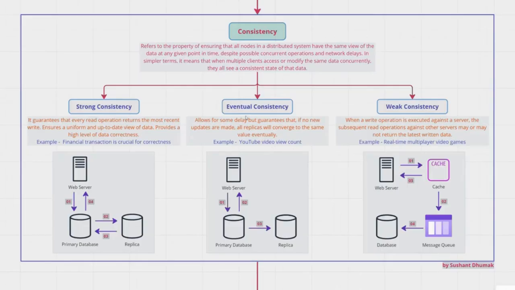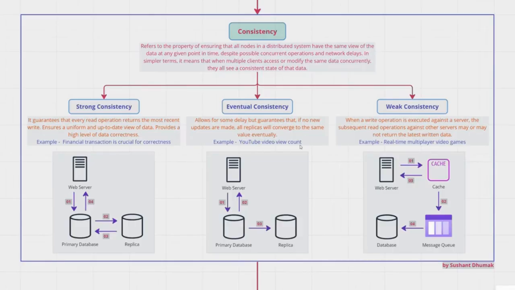All right. Moving on to eventual consistency. It allows some delay. So here, we are giving more importance to low latency than to the data itself. Let's understand it. It allows some delay, but guarantees that if no new updates are made, all replicas will converge to the same value eventually.